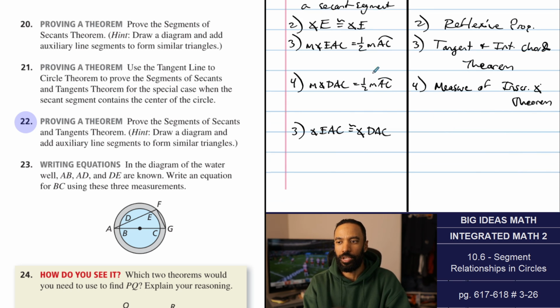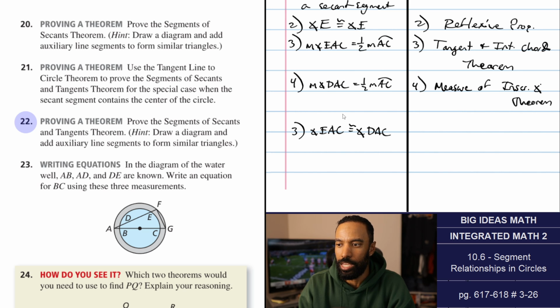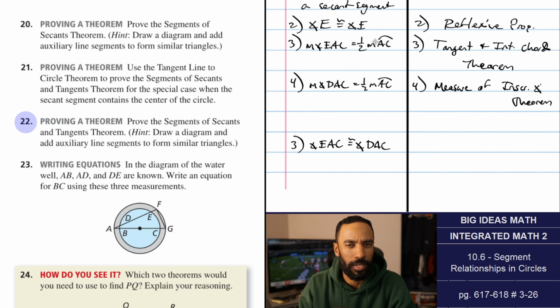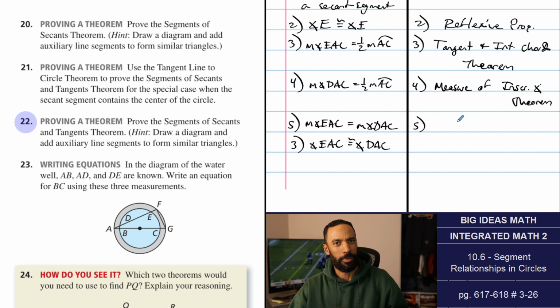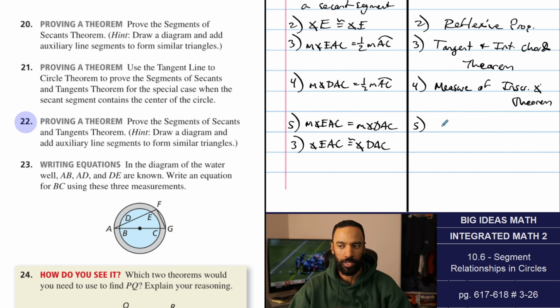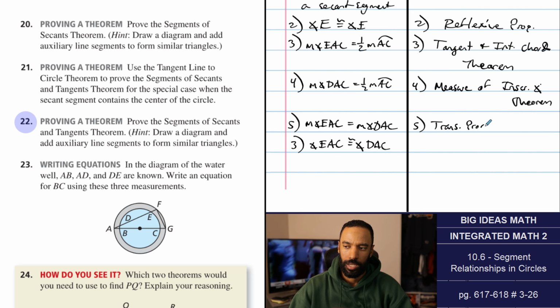Now, the idea is they both equal the measure of arc AC. Therefore, they equal to each other by the transitive property of equality. So, measure of angle EAC equals measure of angle DAC. And I don't know if I needed to include all this, but the other one, they don't call it inscribed angle. I treat it exactly like one. It really is. Transitive property of equality.